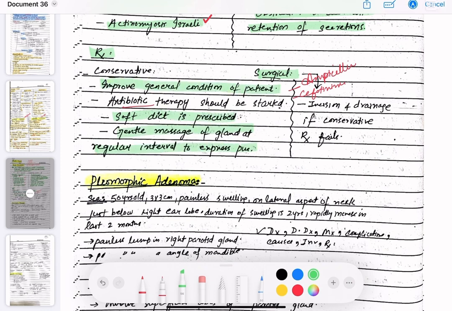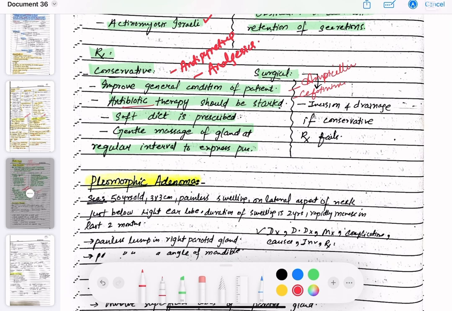It is a kind of abscess. The treatment is the same as that of abscess treatment, but as it is a gland swelling, gentle massage of the gland is given. The general condition of the patient is improved. For example, if there is fever, then antibiotics are given. If he is in pain, you can give analgesics, and for bacterial infections you will give antibiotics, and gentle massage of the gland is done. These are the conservative management.